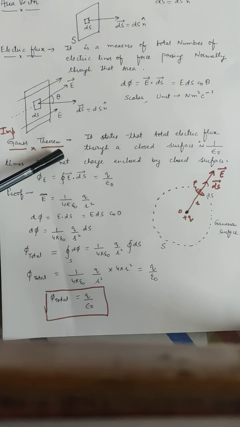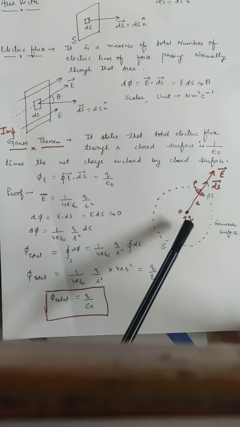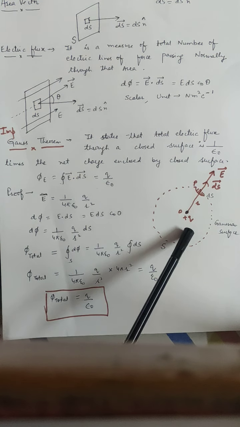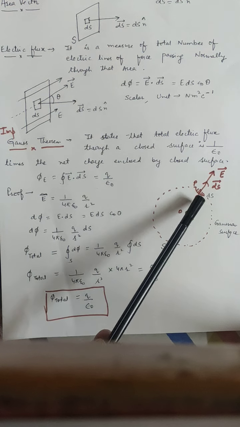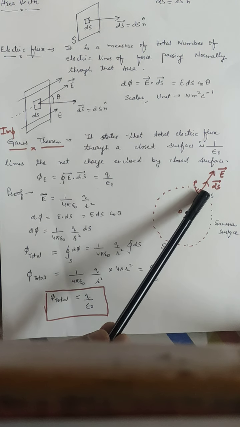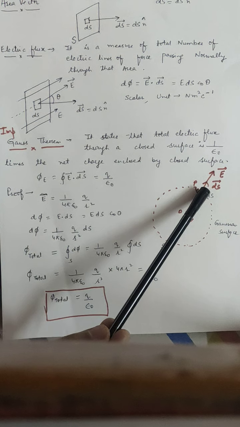Now Gauss law or Gauss theorem states that total electric flux through a closed surface is 1 upon epsilon naught times the net charge enclosed by that closed surface. Let's try to prove it and understand what exactly Gauss law states. Now consider at point O there is a small positive charge plus Q, and suppose my aim is to find the electric field at point P, which is at a distance r from here.